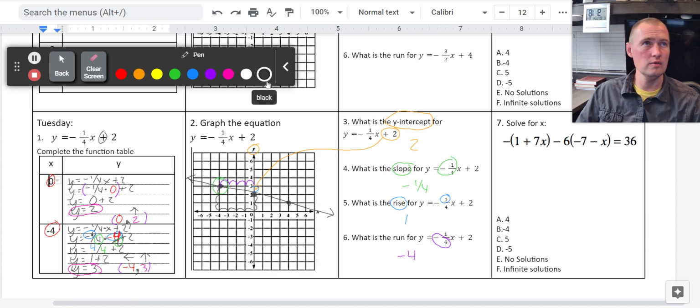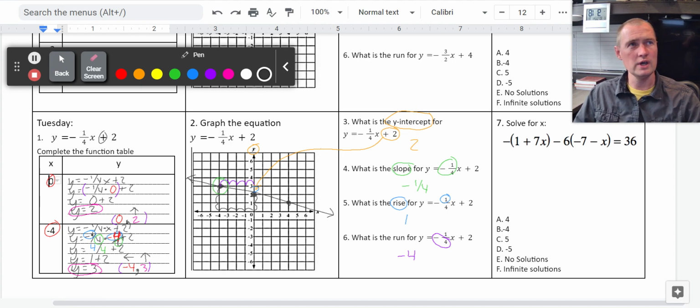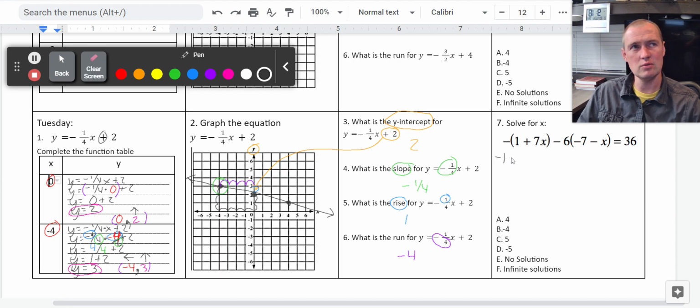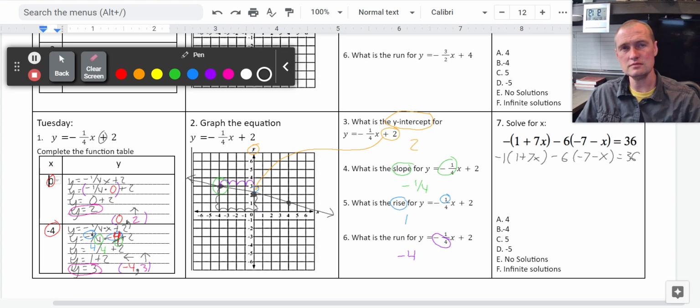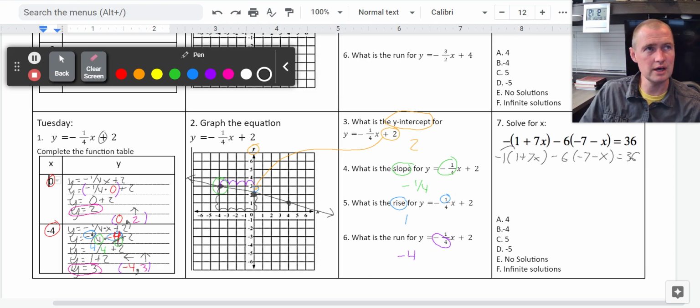All right, my favorite, number 7, we got to solve for x. So what we're going to do is go ahead and do some distributive property. Now take a look at this negative that's in front of the parentheses. Believe it or not, that is a negative 1 times 1 plus 7x. So that's actually my first step. Whenever you have a negative by itself, it's negative 1. So you got to put the 1 in there. Minus 6 times negative 7 minus x within the parentheses, right? Equals 36.